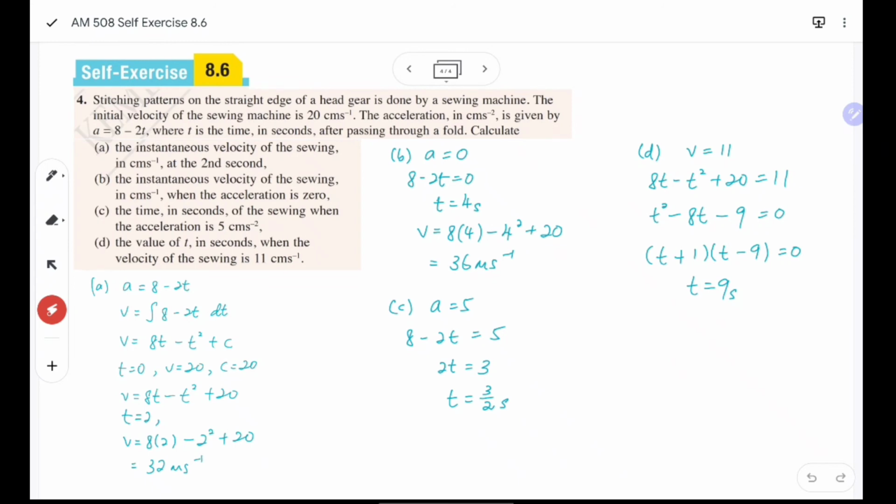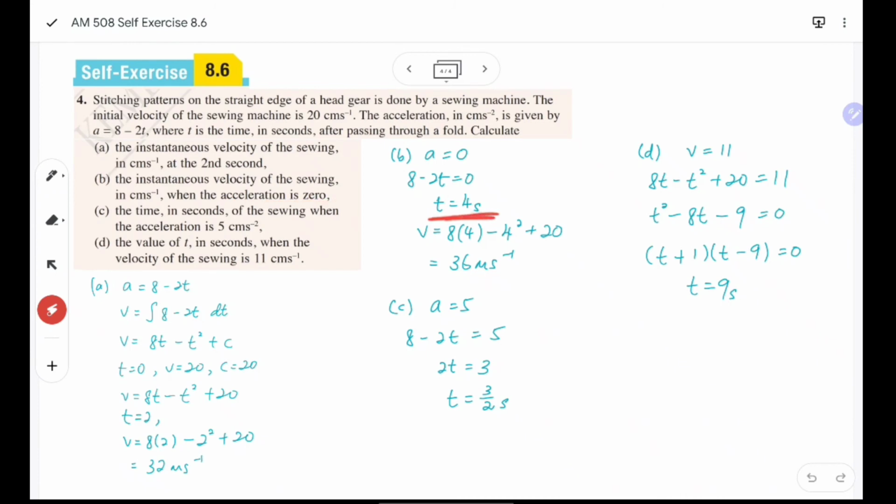So at the instant of the second second, when t equals 2, v will be 8 times 2 minus 2 squared plus 20. So we get 32 meters per second. B, the instantaneous velocity of the sewing machine in cm per second when the acceleration is 0. So when a equals 0, it happens to be t equals 4 seconds.